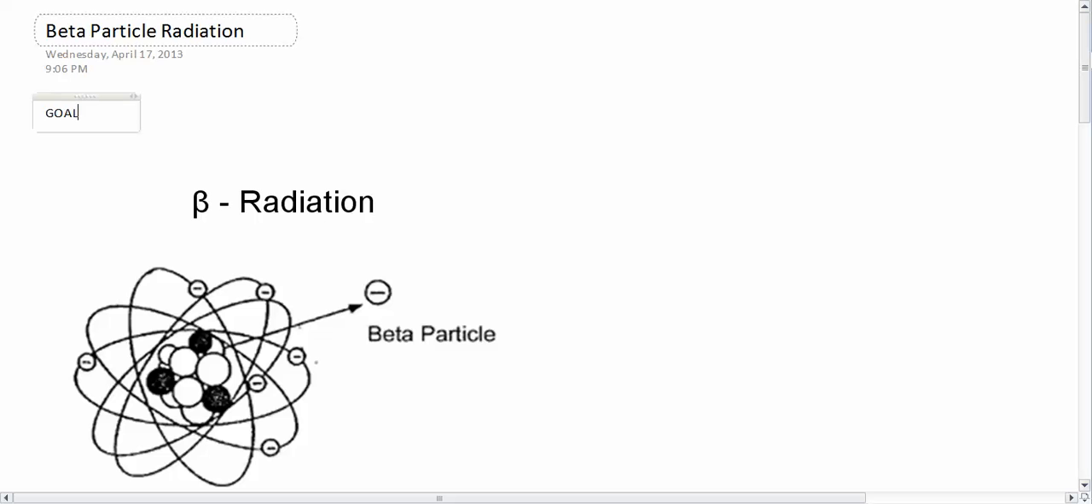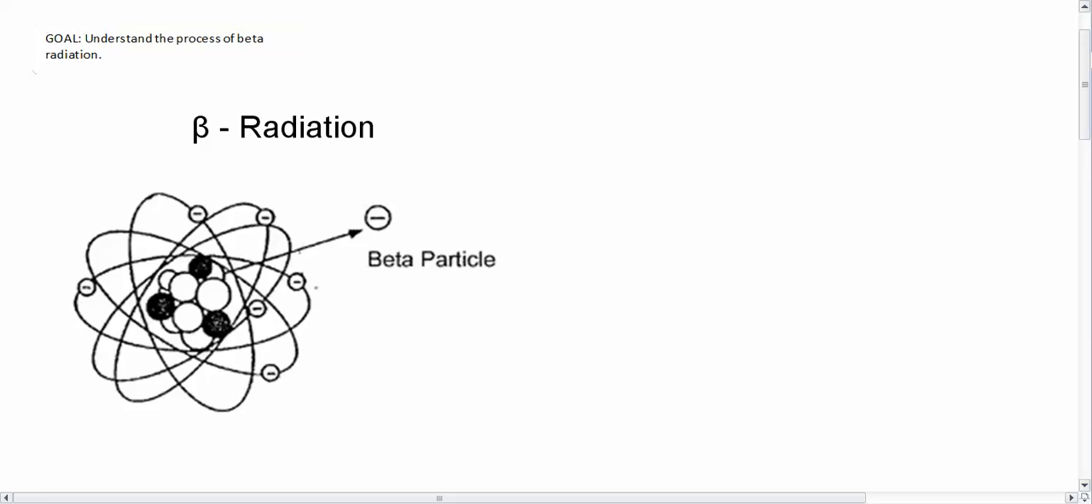Last time we saw alpha particle radiation. Today we're going to learn about a different type of radiation called beta radiation. So the goal is to understand the process of beta radiation. And in some ways it looks very similar to alpha particle radiation, and in other ways it's different.